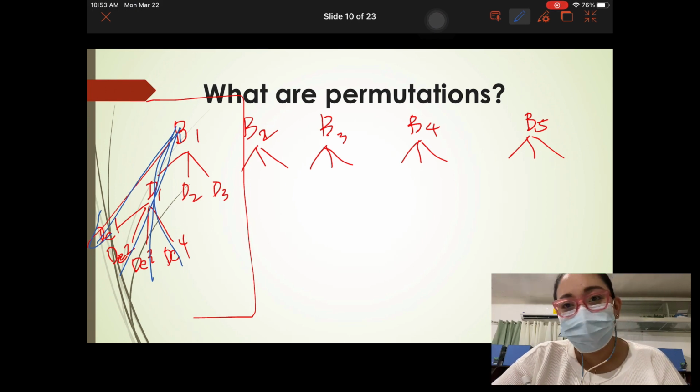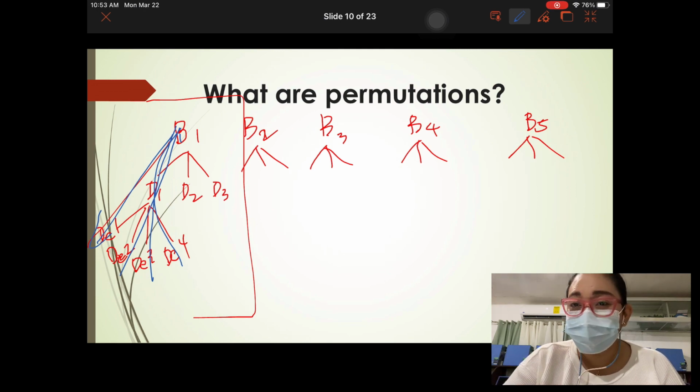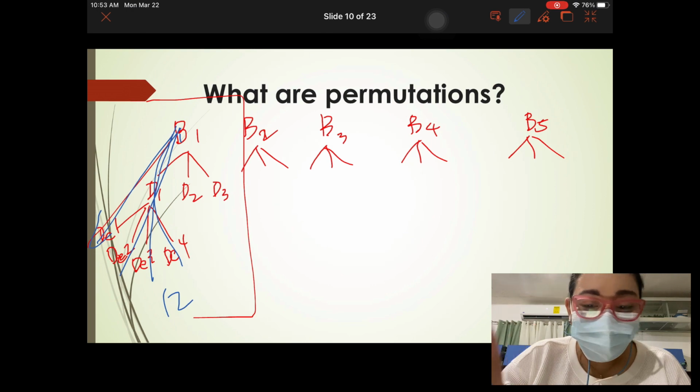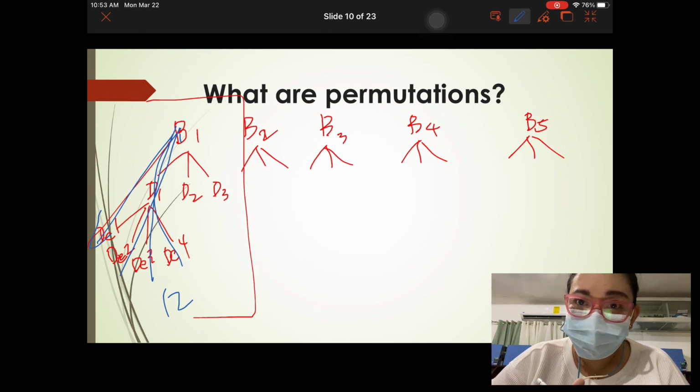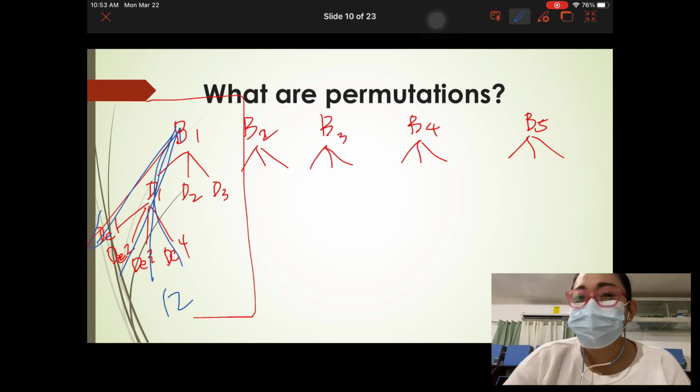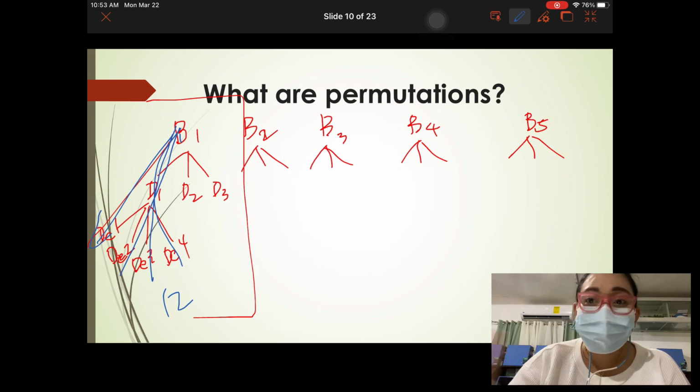Tapos, that's only for drink 1. So, kung may 4 kay drink 1, may 4 din siguro kay drink 2, at may 4 kay drink 3. So, that's a total of 4 plus 4 plus 4, 12. So, for burger 1 alone, mayroon tayong 12 combo meals. We have 5 burgers. So, is it safe to assume that 12 din yung mga yan? Yes.